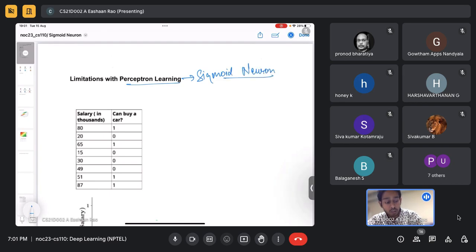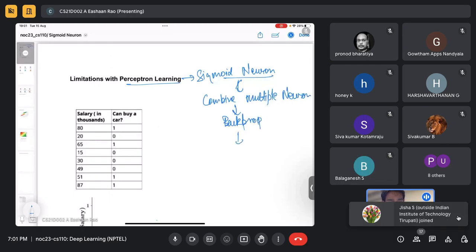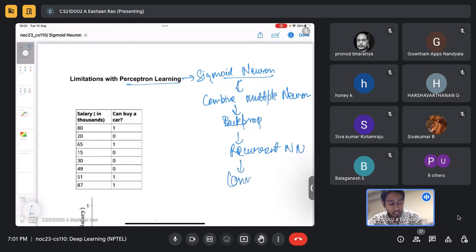After the sigmoid neuron, you will learn how to combine multiple sigmoid neurons. And once you get this idea, then you will learn about backpropagation, how it is going to happen. Then you will go to the RNN, the recurrent neural network, and then convolutional, and vice versa. So this is usually the flow. Till perceptron mostly the basic understanding is there, but the game changes when the sigmoid neuron comes into the picture, right?